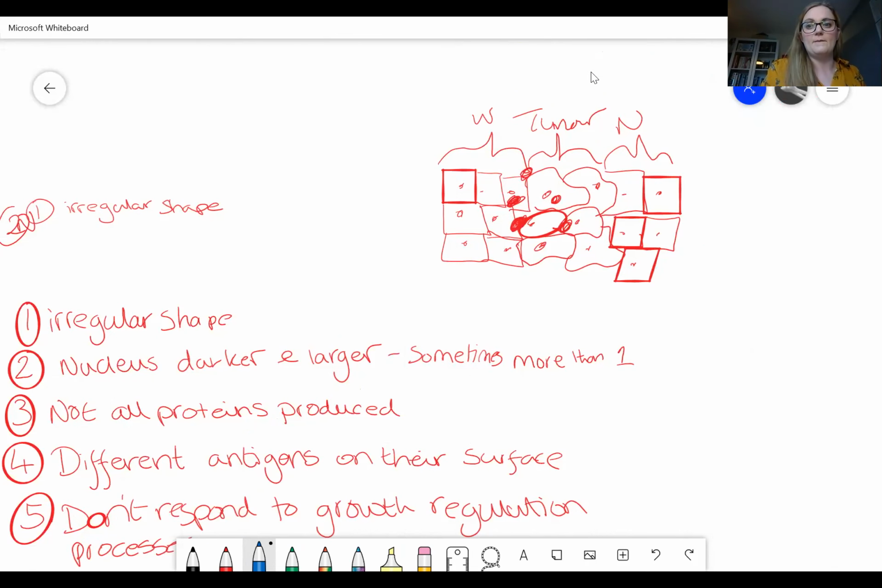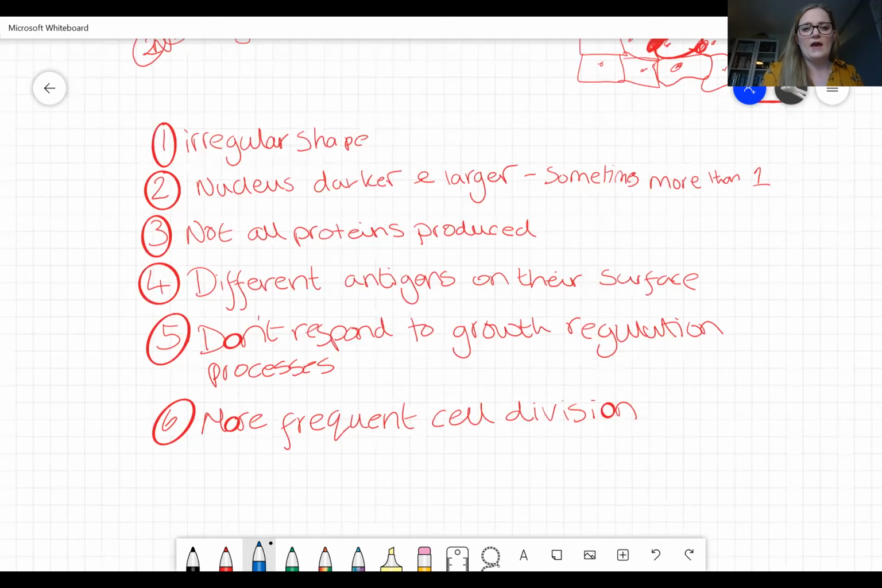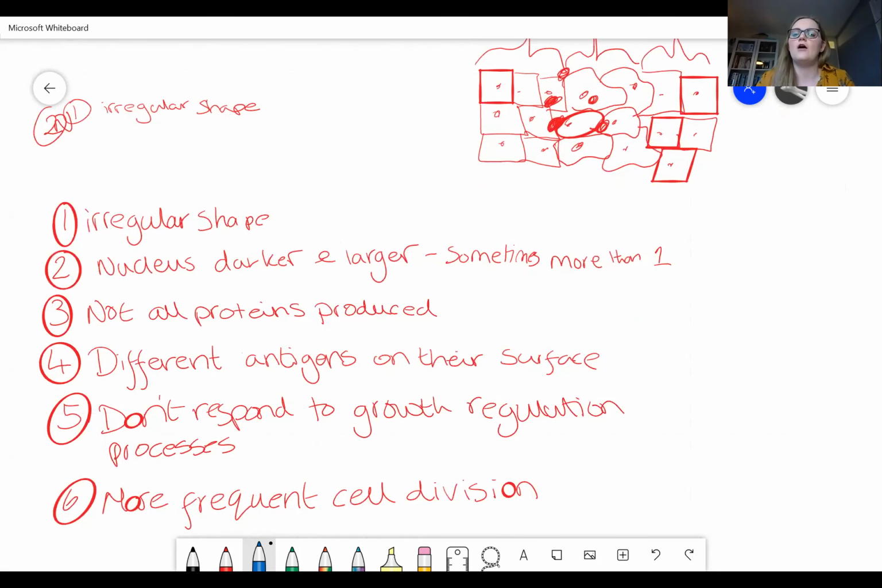So we basically said the key main identifying features of a cancerous cell, a tumour cell, compared to a normal cell would be that they have irregular shape. Their nucleus is actually darker than a normal cell's and larger, and sometimes the cells may even have more than one. In tumour cells, not all proteins that are needed are produced, so they can actually work differently. They'll have different antigens on their surface. They don't respond to growth regulation processes, and they have that more frequent cell division.